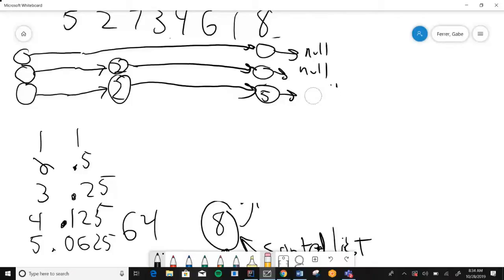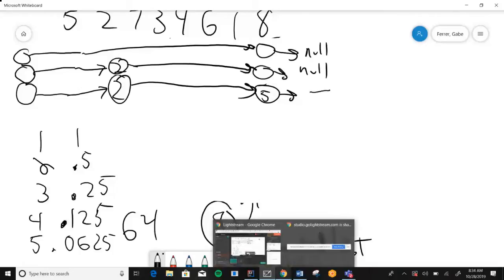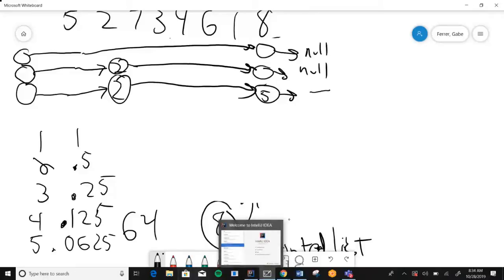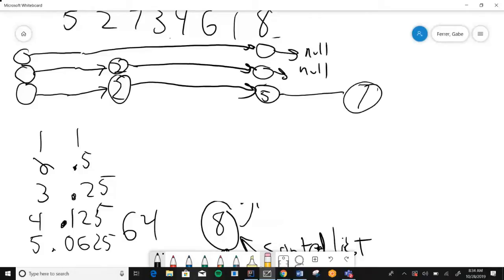So 7 begins by being inserted at the bottom level. I'm going to make this, whoops, I'm going to extend this out a little bit. So 7 will go here. Then we've got a pointer to null. 7 is going to be criminally unlucky and only exist at the bottom level.